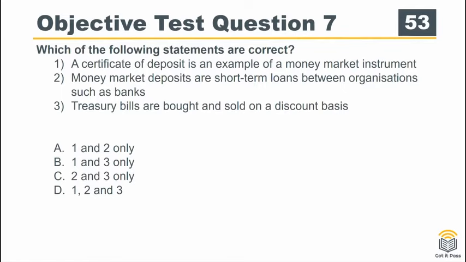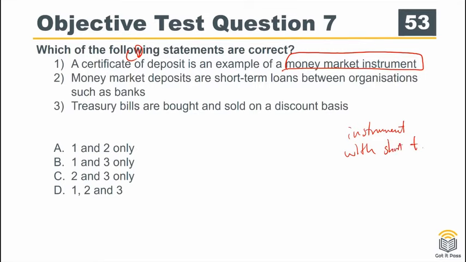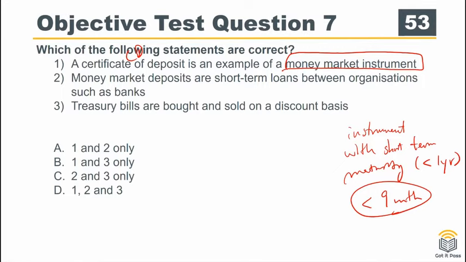First, a certificate of deposit, the CDs here, sometimes we call CD, is an example of money market instruments. What is money market instruments first? It is the instruments with short-term maturity that is less than 1 year time. So for certificate of deposit, in general, it is less than 9 months. In other words, it is the instruments under the money market instruments. It's true.